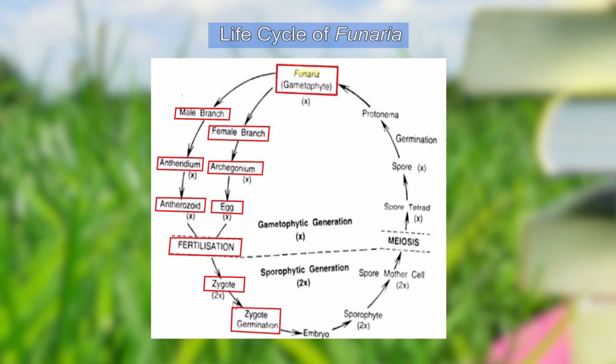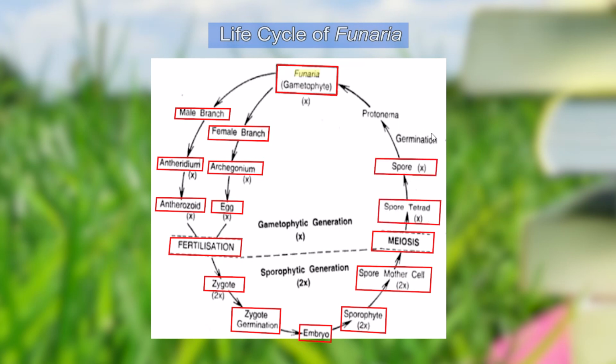From the zygote, the embryo is formed, and the embryo is now 2n. The embryo produces the sporophyte. The sporophyte in case of Funaria is much more developed and differentiated. The sporophyte contains the spore sac. The spore sac undergoes meiosis to form the spore tetrads. The spore tetrads then become dispersed, and these on germination form the protonema. The protonema then again gives rise to the gametophytic structure.